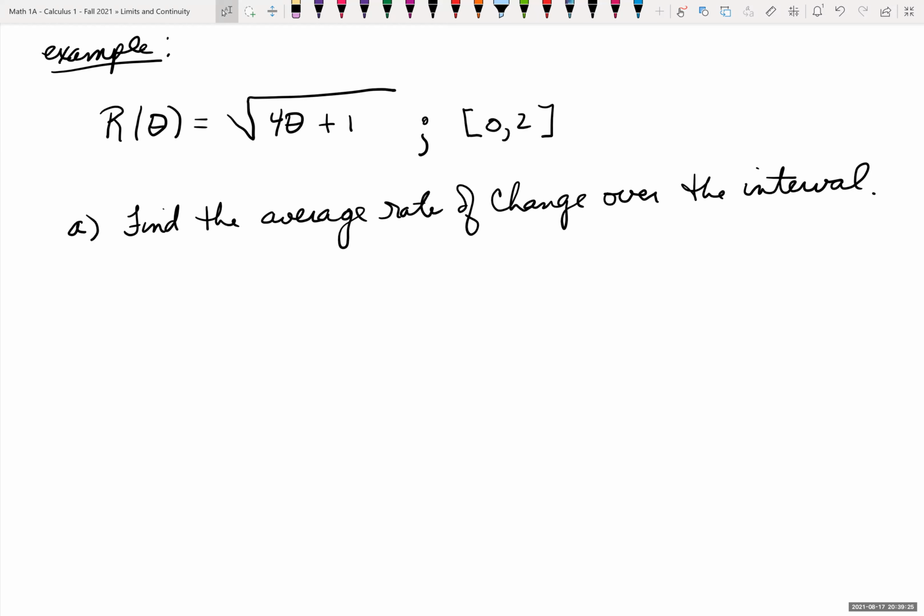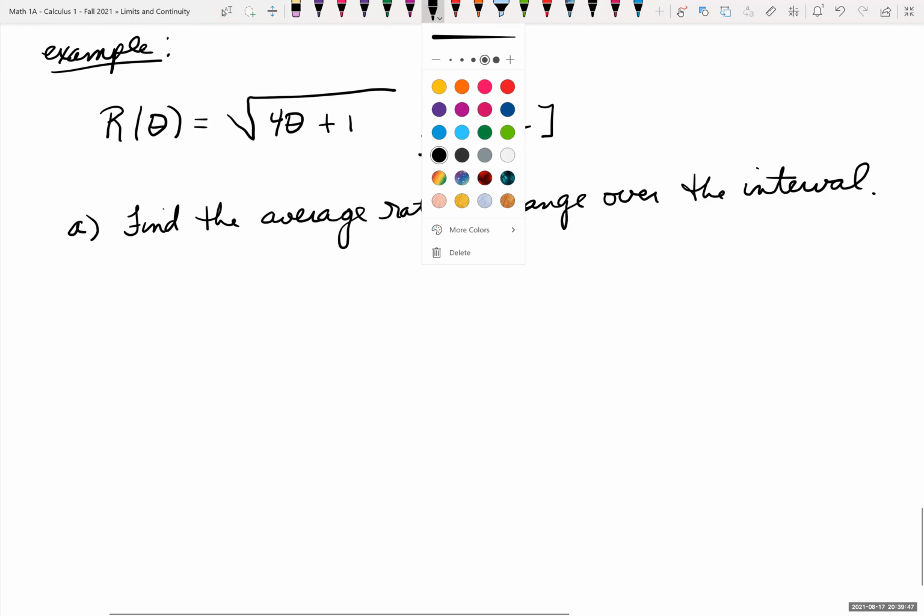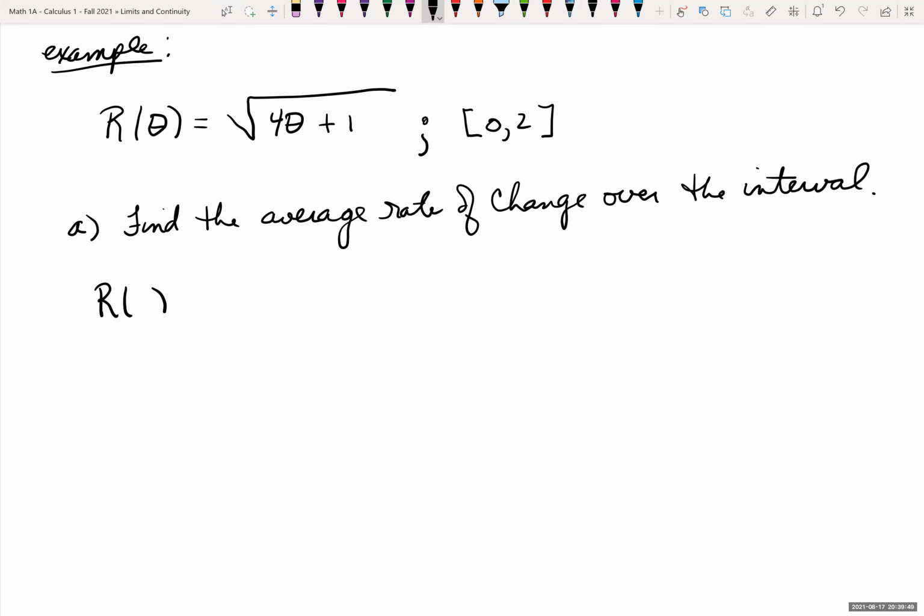Okay, so our first example, really, I was just kind of explaining concepts before. You have r of theta equal to the square root of the quantity 4 theta plus 1. And we're trying to find the average rate of change over the interval of 0, 2. So I need to find my points. So I can look at what is r of 0.